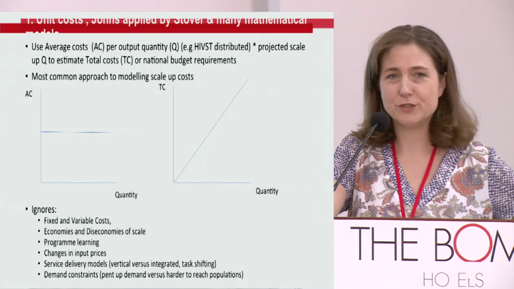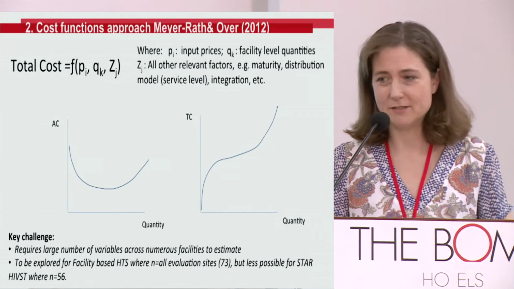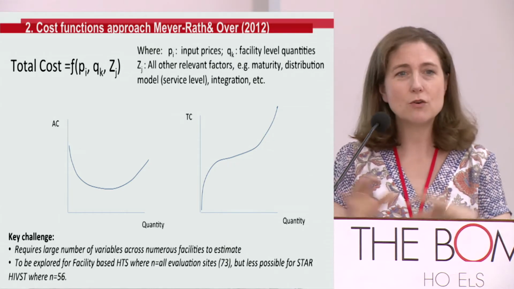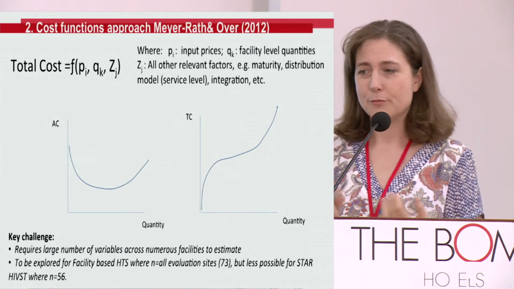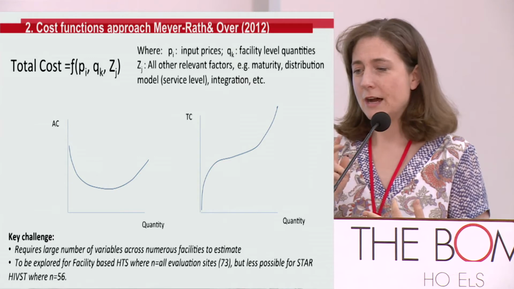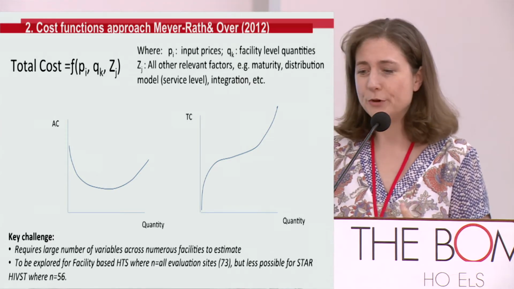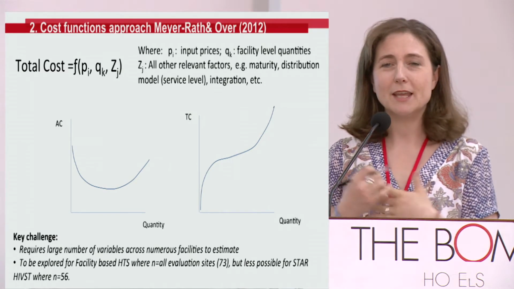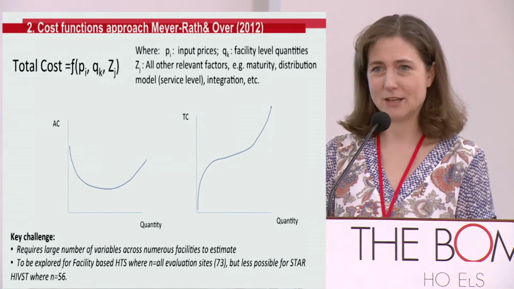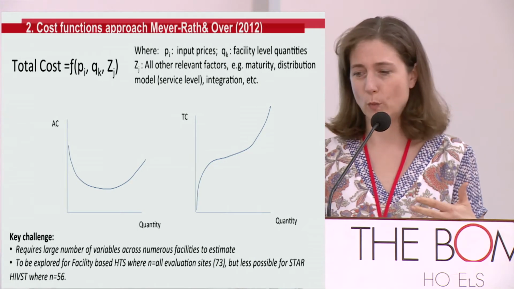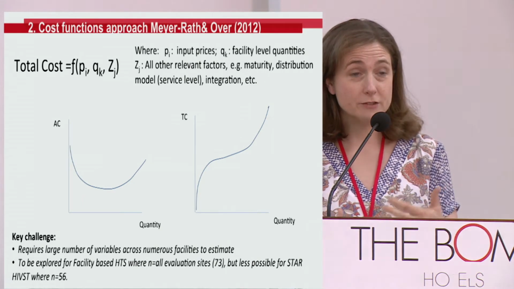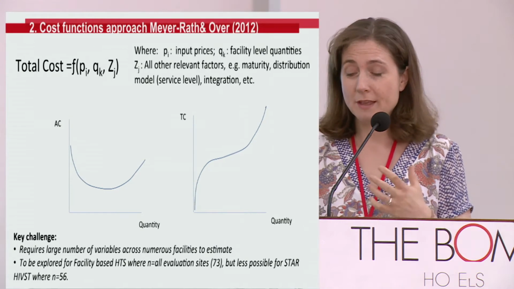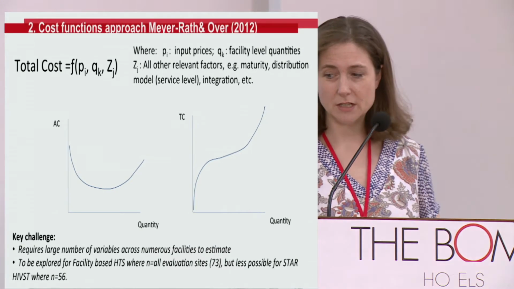The next approach, which economists love, but is very data intensive, is to estimate cost functions. So we estimate total costs or unit costs as a function of all the different things affecting them: program maturity, type of model, the quantity of output. We all love doing this, us economists, but in a program like STAR, we'll never have enough data to actually estimate cost functions very well. We might for our facility-based costing, where we have a baseline and a follow-up for routine testing, but with 56 sites distributing HIV self-tests, we won't be able to do that.